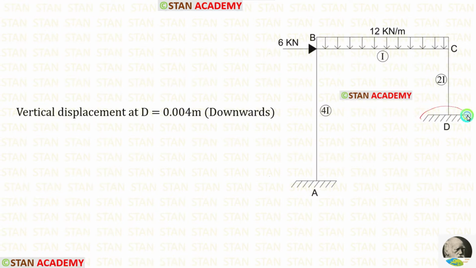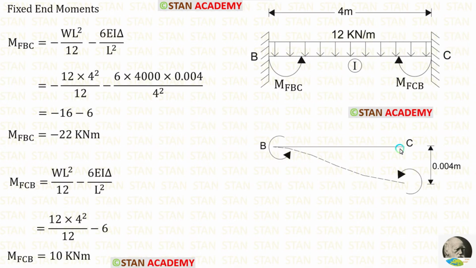We know that in the support D, we have vertical displacement 0.004 meter. This displacement will make the point C to come down by 0.004 meter. We just saw that the point C comes down by 0.004 meter. So we have to find the fixed end moments due to the vertical displacement. The formula is 6EI delta upon L square.